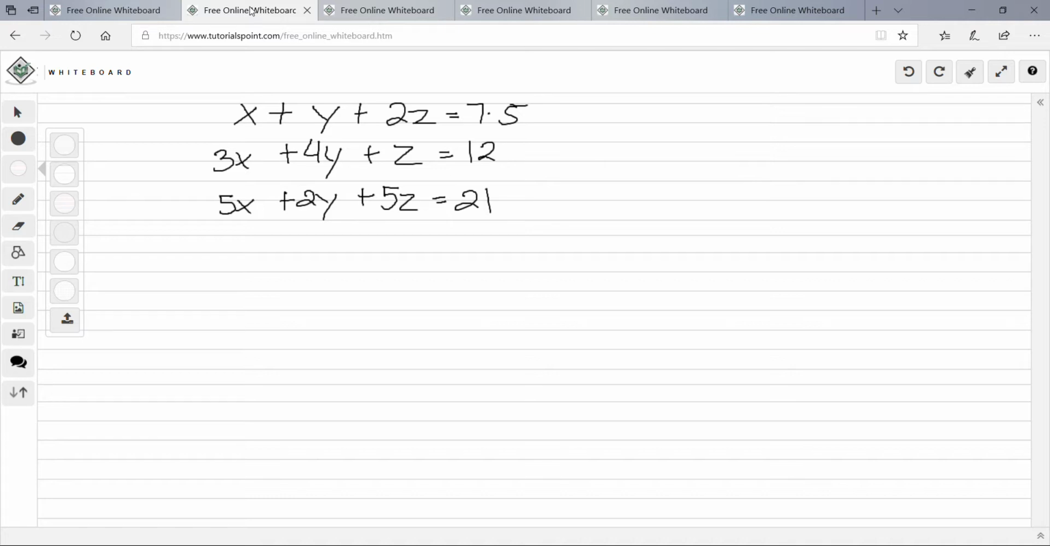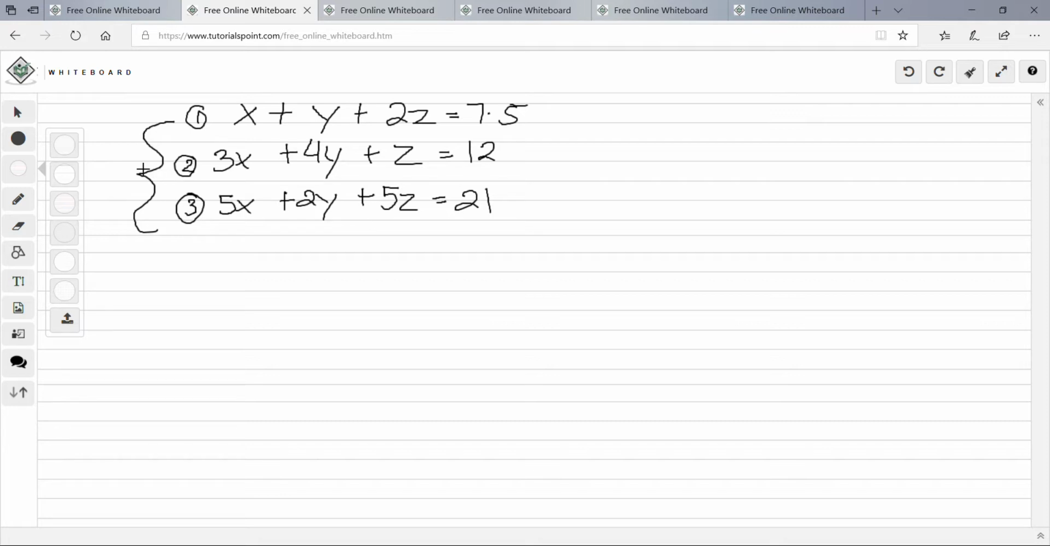So we're given a system of equations in three variables. We have three variables, x, y, and z. The first step I would do is label each equation in the system by 1, 2, and 3. We'll just label this 1, 2, 3, so it doesn't get confusing.